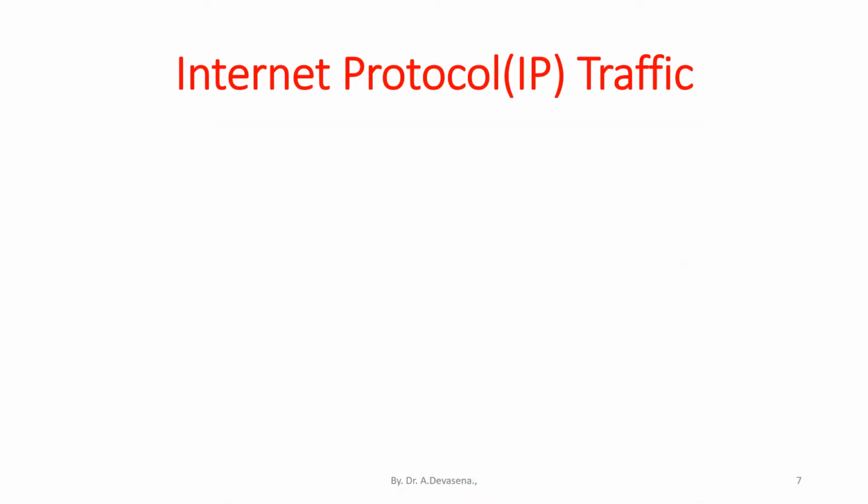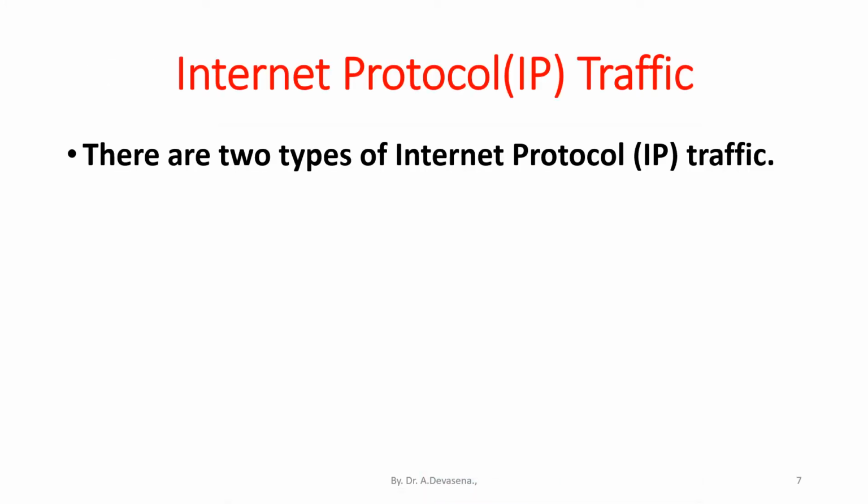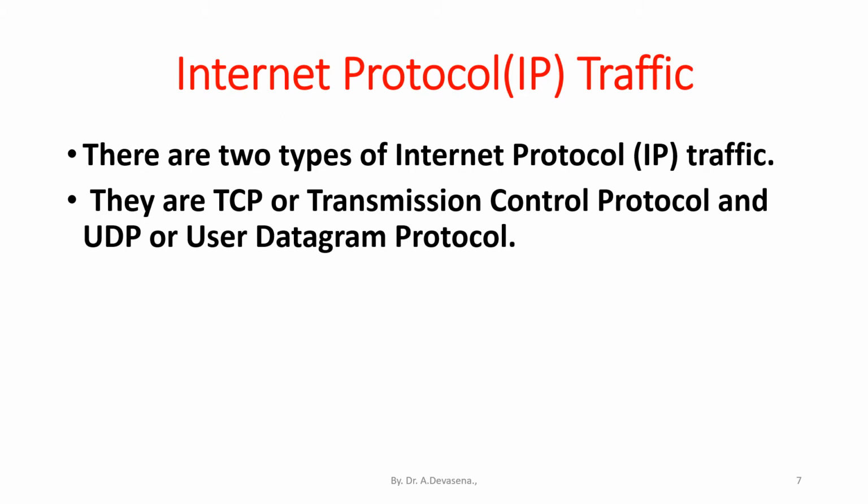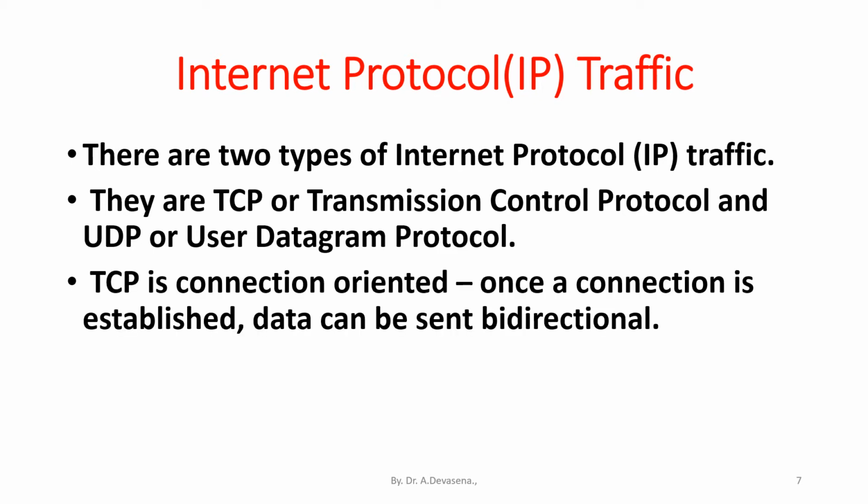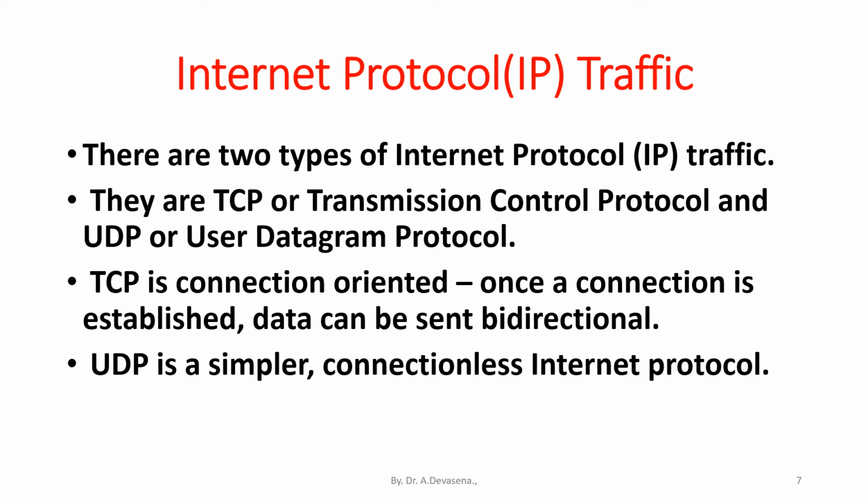Internet protocol traffic. There are two types of internet protocol, that is IP traffic. They are TCP or Transmission Control Protocol and UDP or User Datagram Protocol. TCP is connection oriented, that is, once a connection is established, data can be sent bidirectionally. UDP is a simpler connectionless internet protocol.